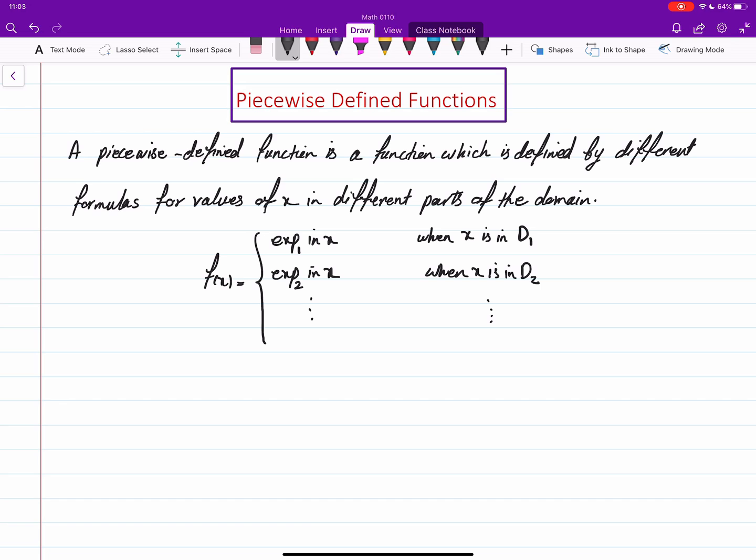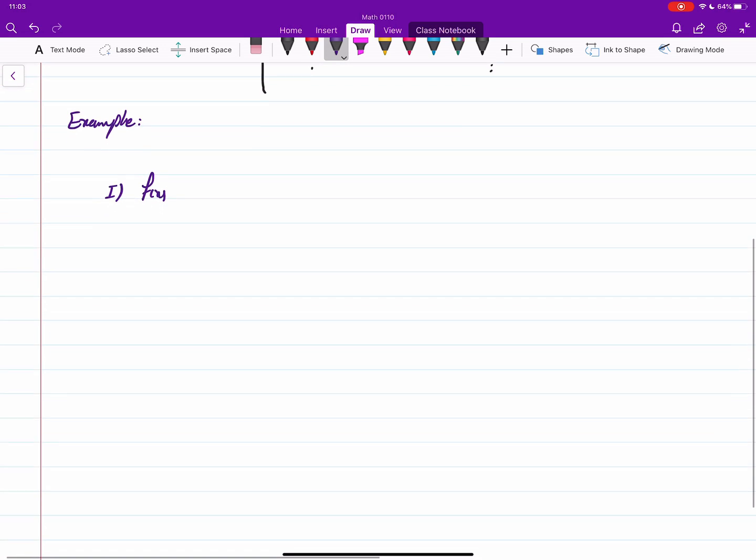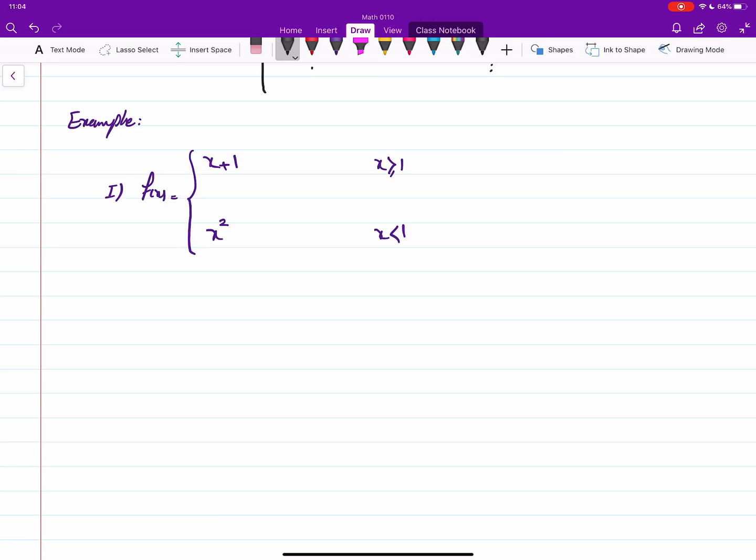Let's see an example of this. See the following function. f of x is x plus 1 when x is bigger than or equal to 1, and when x is less than 1, then the formula is x squared. So this is usually what you will see written in the books.